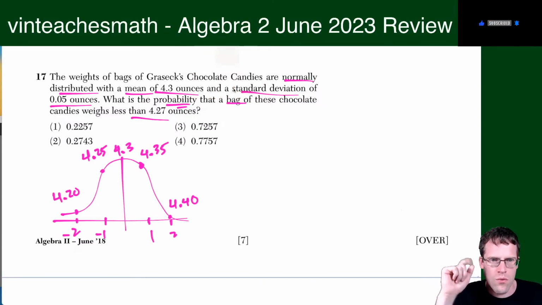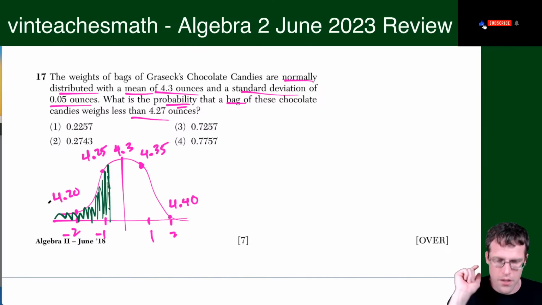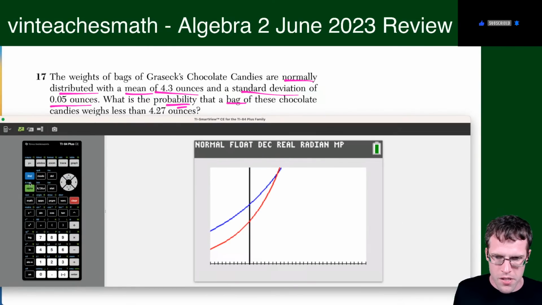When we want to know what is the probability that a bag of chocolates weighs less than 4.27, you see how 4.27 is at an awkward spot. So that's here. Okay, so this is the probability we want. So calculator. Now I can't remember the button sequence, but I'm going to show you a trick.